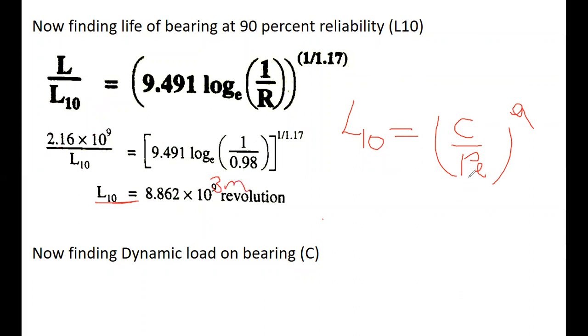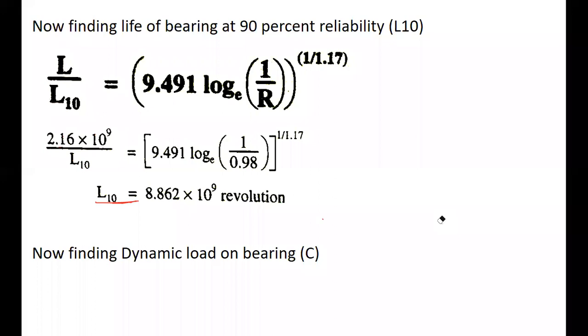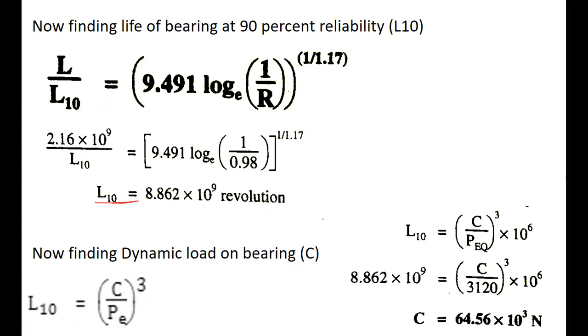We have already found out equivalent load previously. So our unknown is C. Let us find out, right? So I'm going to use this equation now. L10 is equal to (C upon P) raised to 3. 3, because it is a numerical of deep groove ball bearing. If it was a numerical of roller bearing, I would have written 10 by 3. But it is a ball bearing, that's why I'm writing 3.